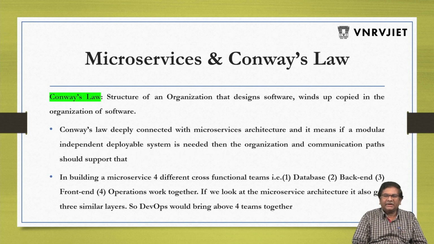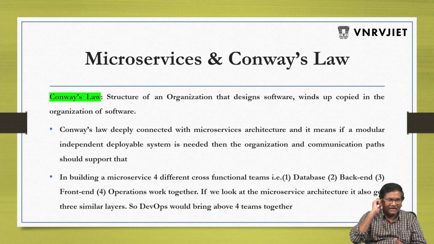Conway's law: the structure of an organization that designs software winds up copied in the organization of the software. So it looks complex, right? Actually, it is not that complex. Conway's law is deeply connected with the microservice architecture, and it means if a modular, independently deployable system is needed, then the organization and communication part should support that. So basically, if you want a good system to be done, you have to have good communication. What Conway's law says is that the way you are organized, your software is going to show that.